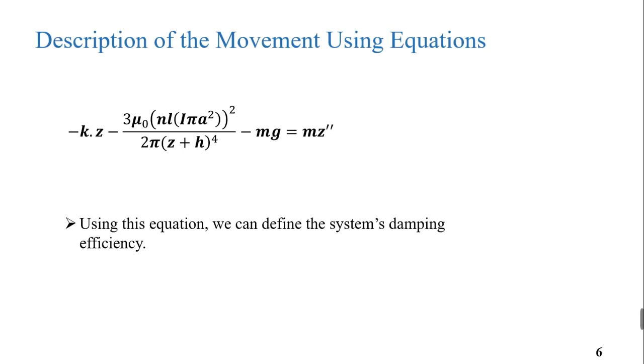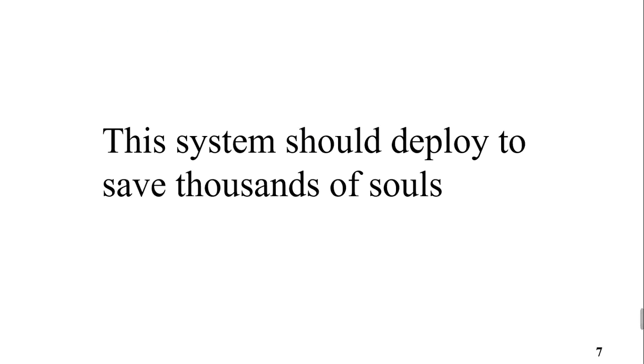Description of the movement using equations. First, assuming that the upward direction is the positive direction. If we apply an external force on the building, then we let the building move freely, using Newton's second law, we get this equation, where h is the initial distance between the solenoids. Using this equation, we can define the system damping efficiency.